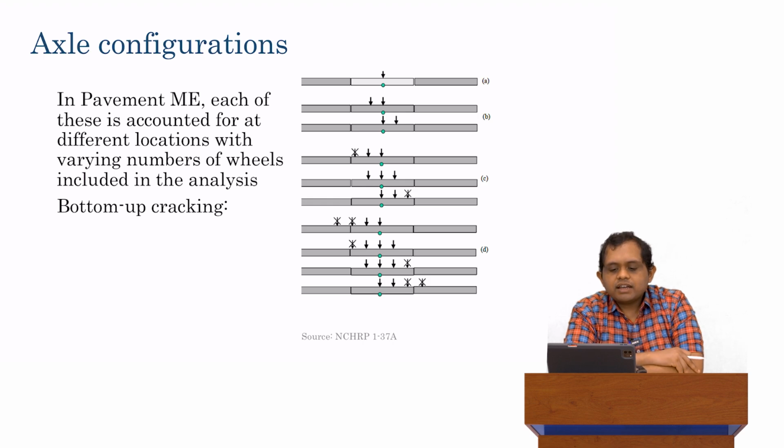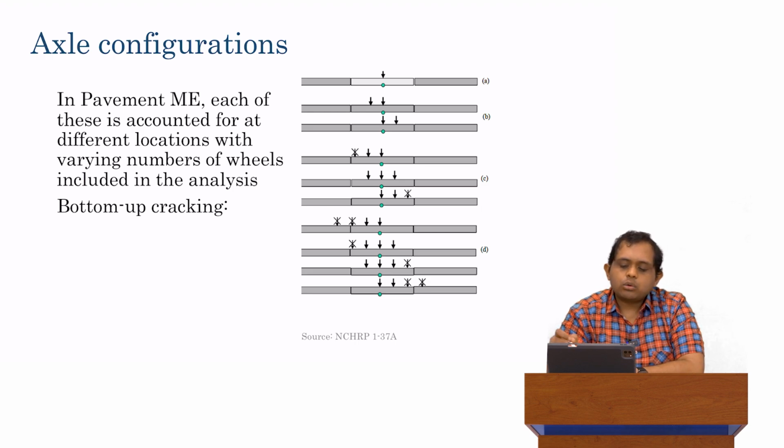Given the fact that we have all these wheels, where do we place them? If you recall Westergaard's theory, it is very, very important where we place our loads. Depending on the position where the loads are placed relative to the edges, it can have a significant effect on stresses. So in pavement ME, each of these axle configurations is accounted for by counting a different number of wheels.